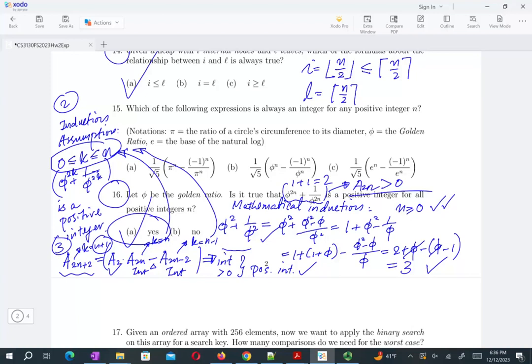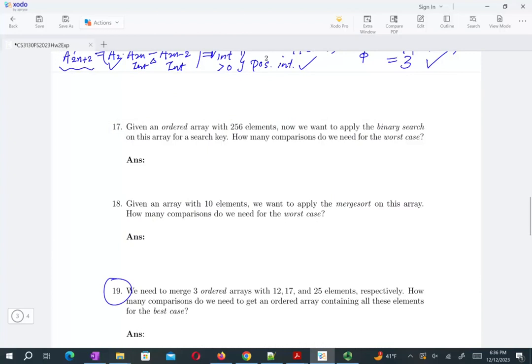So the whole process, if you can follow, that's the way we apply mathematical induction. I hope you can understand. Here I give you 2 exercise questions to practice mathematical induction. All right, so let's move to other questions.